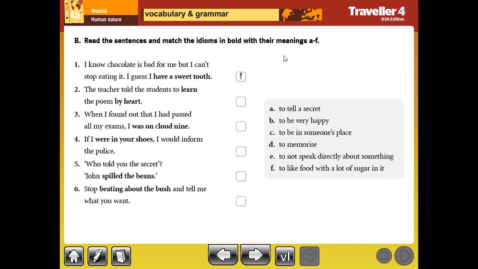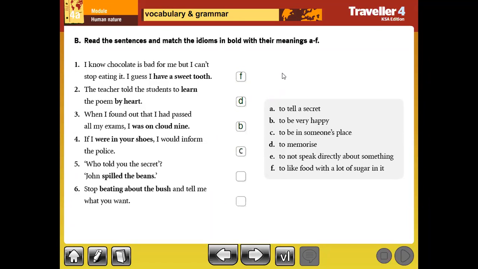Number two, the teacher told the students to learn the poem by heart. Learn by heart means what? Number two, who will answer? Learn by heart means to memorize. Number three, was on cloud nine means what? To be in someone's place, or to memorize, or to be very happy. Number three will be, as Yasin said, thank you, was on cloud nine means very happy. If I were in your shoes, to be in someone's place. Thank you, Ahmed Waleed.